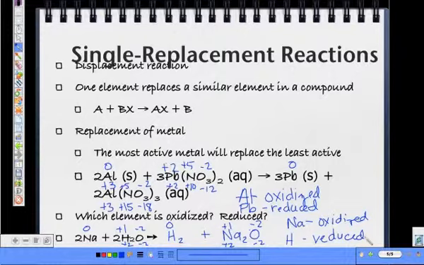Is there another one underneath that? Yeah. What is it?